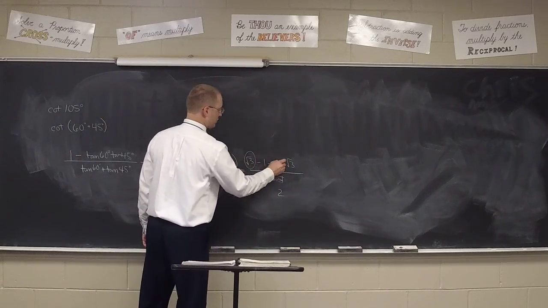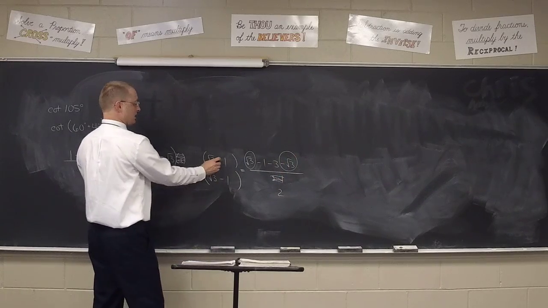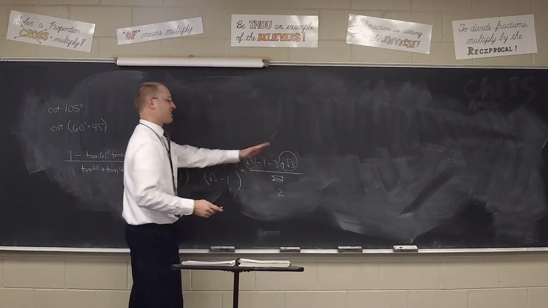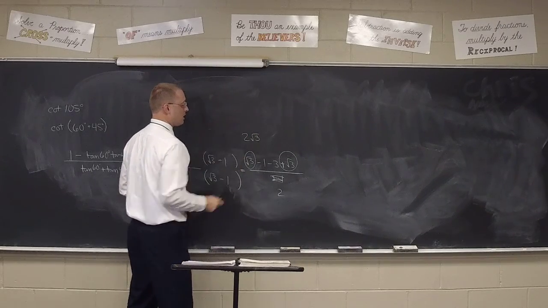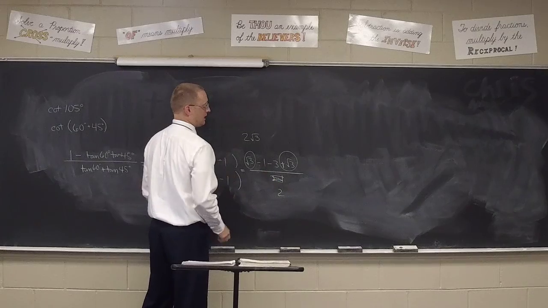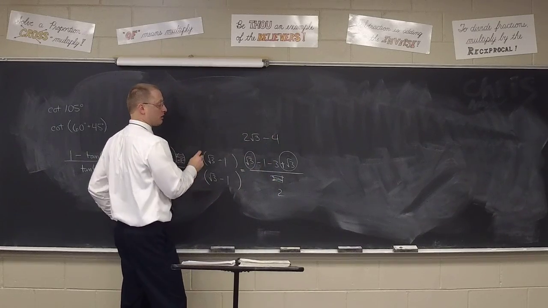So we can combine the square root of 3 and the positive square root of 3 to get 2 times the square root of 3. And then negative 1, negative 3, negative 4. And we're going to divide all of that by 2 to get what final answer?